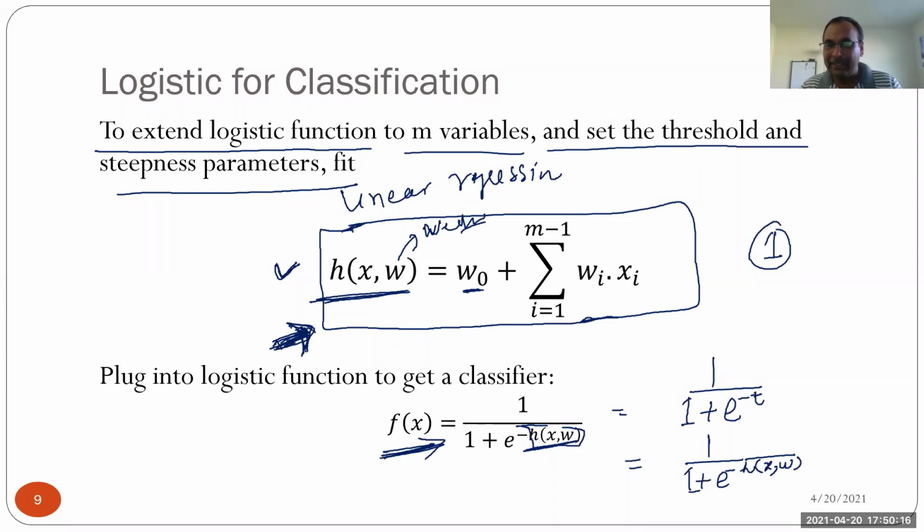So that is the link. That is the reason why we call this classifier logistic regression. It is the logistic function, and in that function, the t term that we have is being replaced by the regression term.